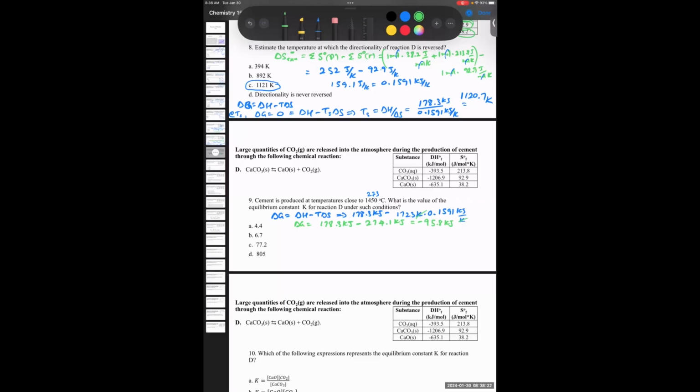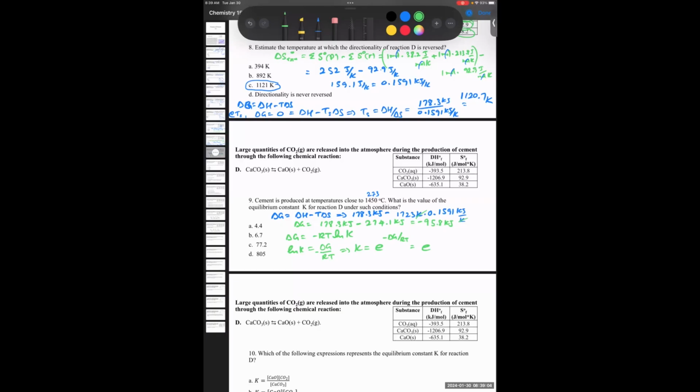And then what we're going to do is we know that delta G is equal to minus RT natural log of K. Therefore, ln K is equal to delta G divided by RT, should be minus sign. Okay, therefore, K is equal to e to the power of minus delta G over RT. Okay, so let's plug and chunk these numbers.